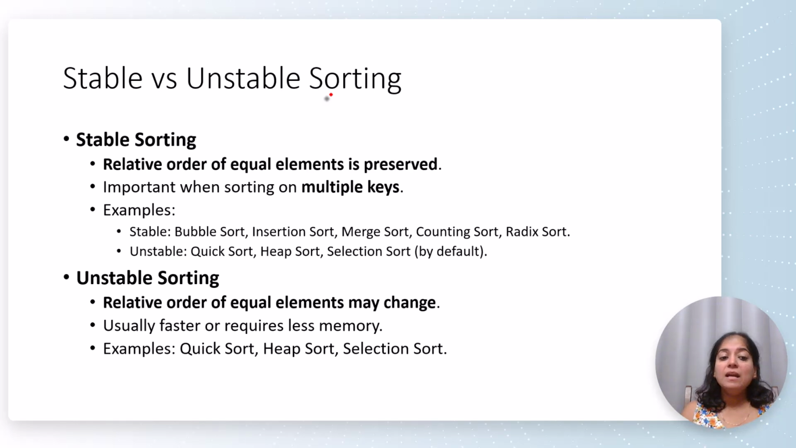On the other hand, if the relative order of equal elements may change, then we call it unstable sorting. Quick sort, heap sort, selection sort, these are examples of unstable sorting.